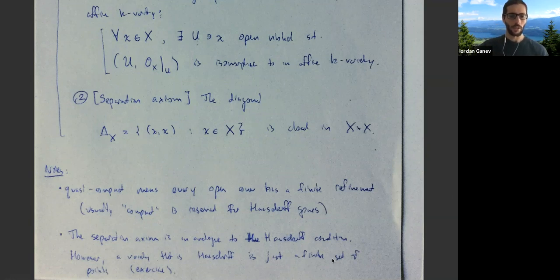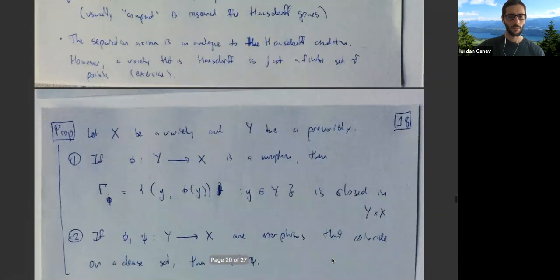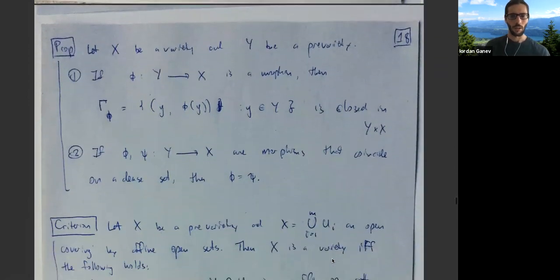So I said what quasi-compact means, and the separation axiom is an analog to the Hausdorff condition. If we happen to have a variety that's actually Hausdorff, it's just a finite set of points, so Hausdorff isn't really relevant in this setting. Okay. So some consequences of this is that if we have a variety X and Y is a pre-variety, I won't be talking about pre-varieties after this lecture, but if Y is a pre-variety, and we have a morphism between these two varieties or pre-varieties, then this graph is closed in Y cross X. So the graph is an important tool that we use.